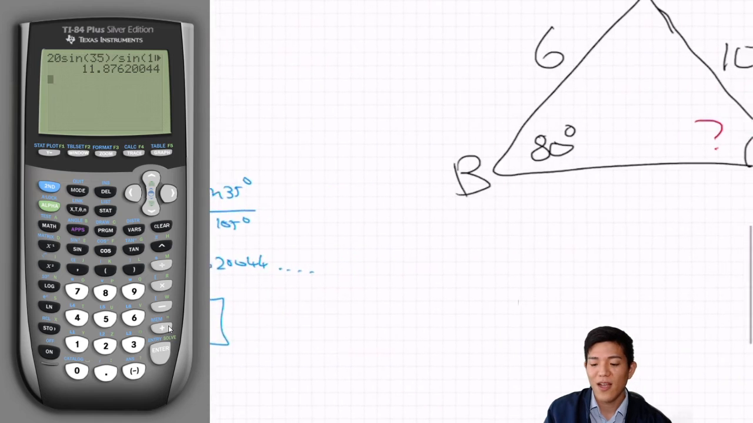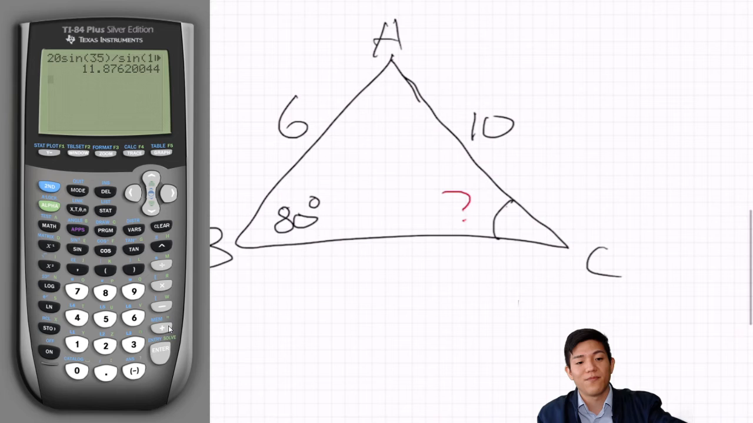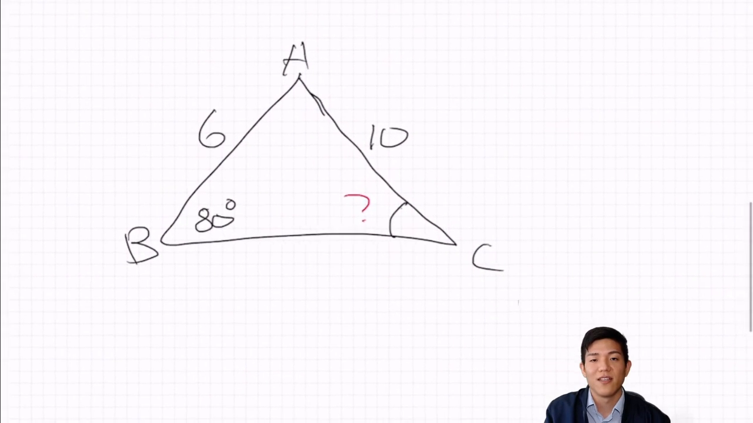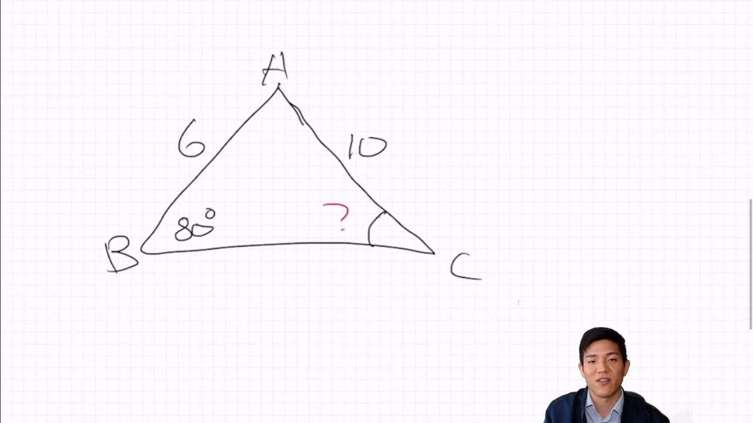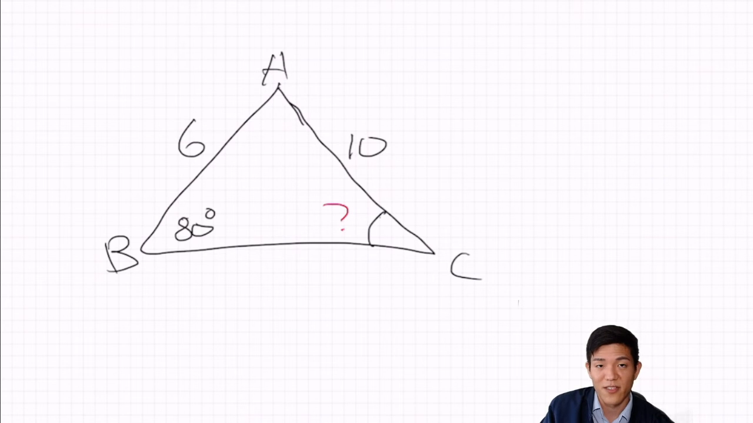Okay. Now let's take a look at a different problem right here. Triangle ABC. This time we want to find the angle measurement. We know the two sides and one angle. We want to find the angle measurement. And for this, we also could use law of sine.